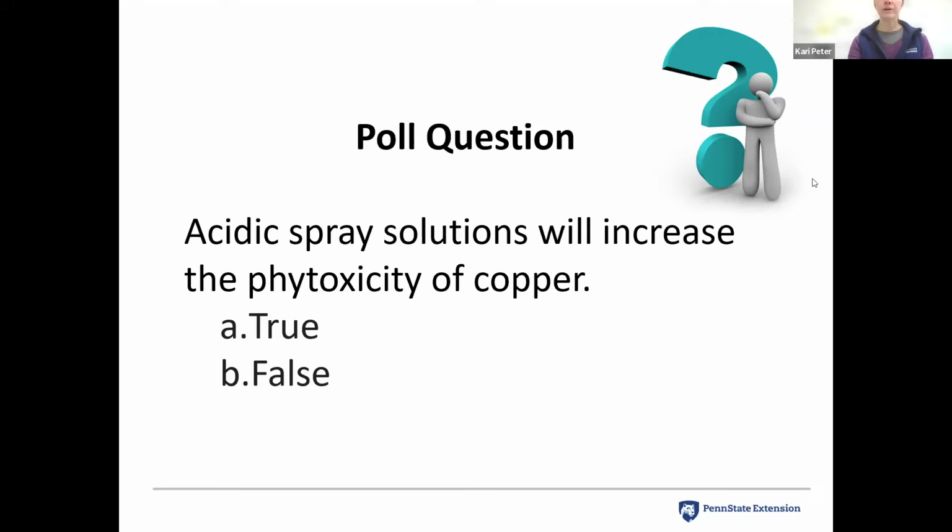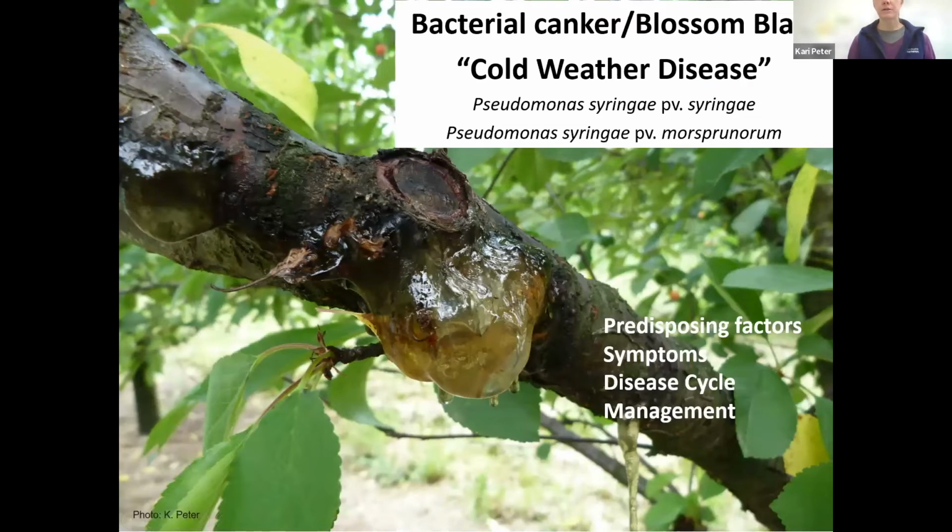Okay, all right. And the answer is true: acidic spray solutions will increase the phytotoxicity of copper. Now we're shifting gears to bacterial canker and blossom blast. This disease is considered a cold weather disease because it really only shows up during those crazy springs when things have pushed, it was warm, and then it gets really cold and frosty, and things go crazy in stone fruit orchards, especially if they're in bloom. So we're going to quickly discuss predisposing factors, the symptoms, the disease cycle, and ultimately management.